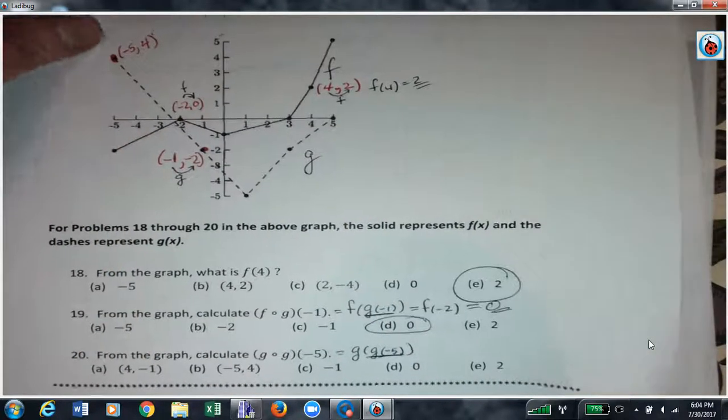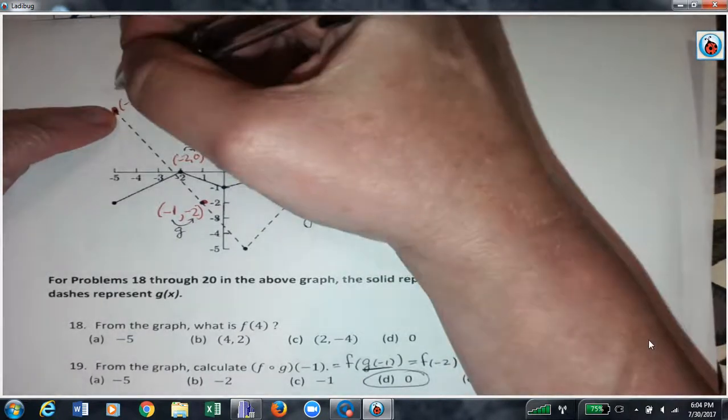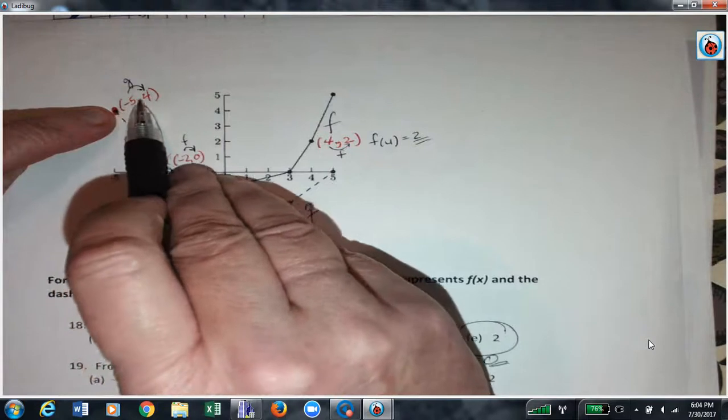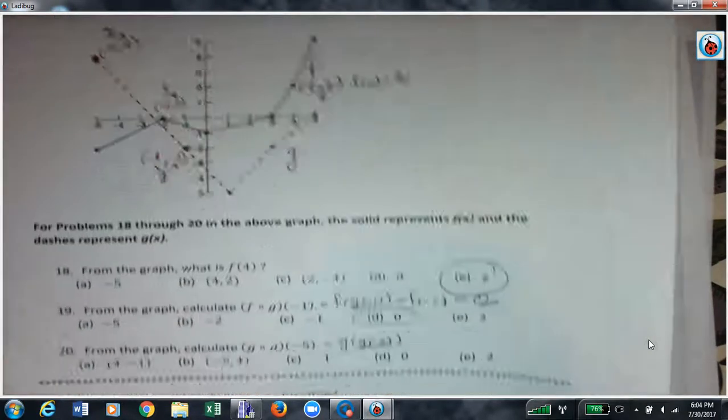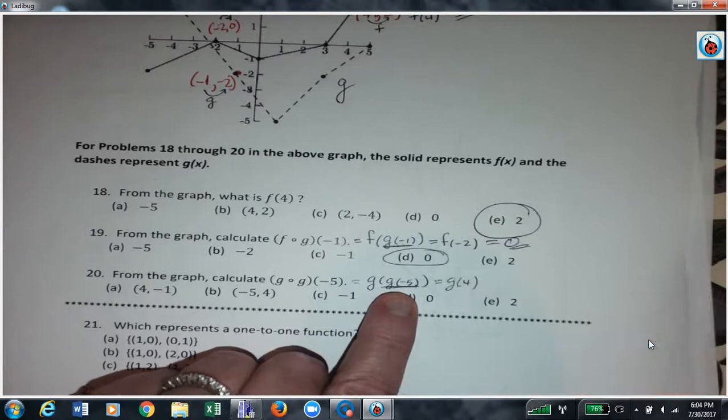Now what does g do? It maps the x-coordinate into the y-coordinate. So g evaluated at -5 is equal to 4. So I'm going to replace what's underlined with 4.